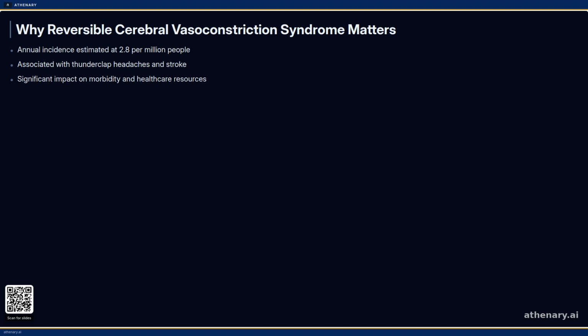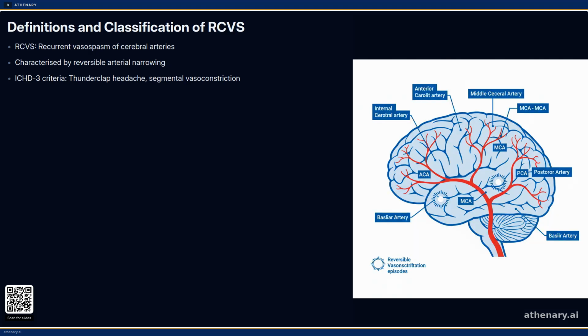This complex clinical picture raises a critical question. With its varied presentations and dangerous mimics, how do we confidently distinguish RCVS from other conditions? To answer that effectively, we first need a robust and clear set of definitions. Given the serious, and sometimes devastating, outcomes we've just discussed, it's crucial we have a precise and shared understanding of what this syndrome actually is. A clear definition is the foundation for accurate diagnosis and effective management.